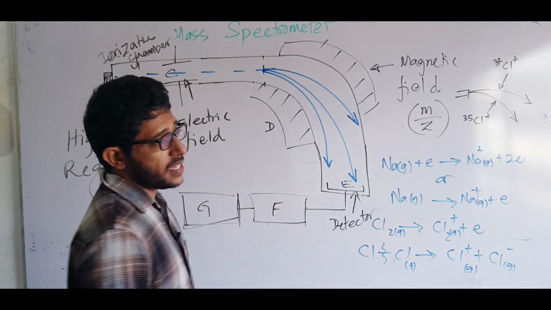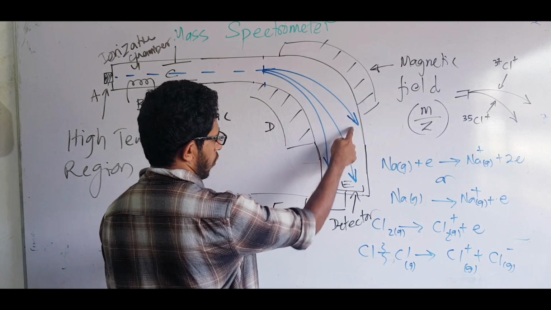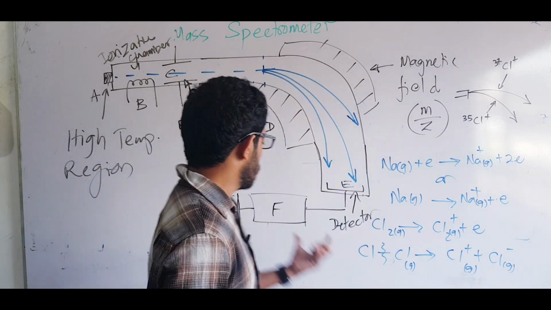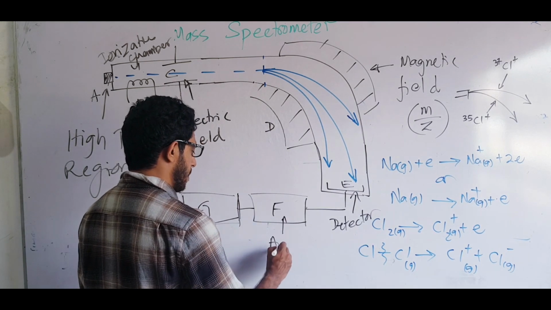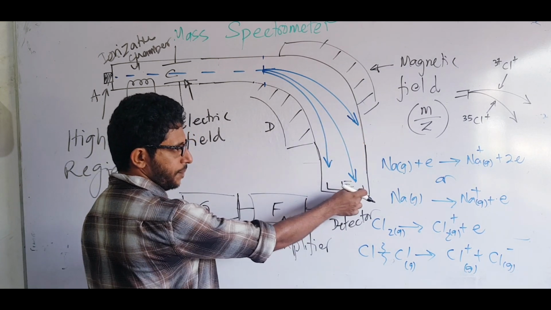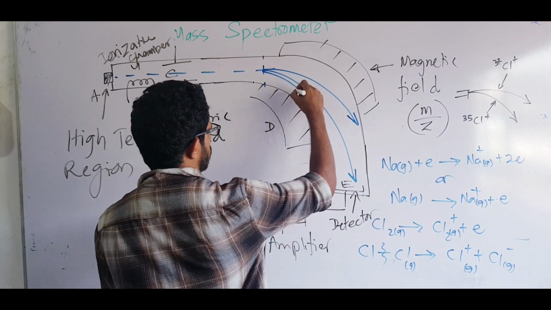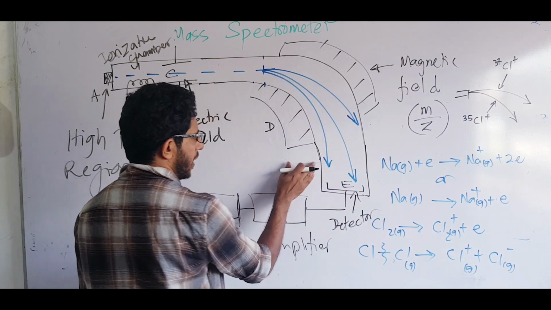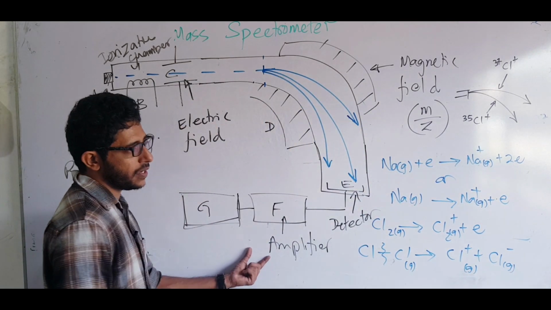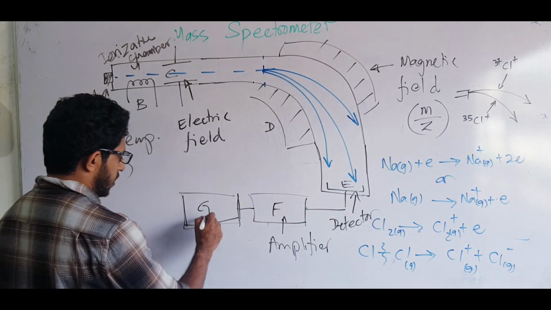And part F is the amplifier. Sometimes, for example, these ions are not going to reach the detector. So what we do is we increase the magnetic field strength. When we increase the magnetic field strength from the amplifier, this particle can also reach the detector. The ones that have already been detected need not be detected again. So they would bend even more and hit this wall. That does not matter because we have already detected them. So the amplifier will increase the magnetic field strength, and G is the recorder.